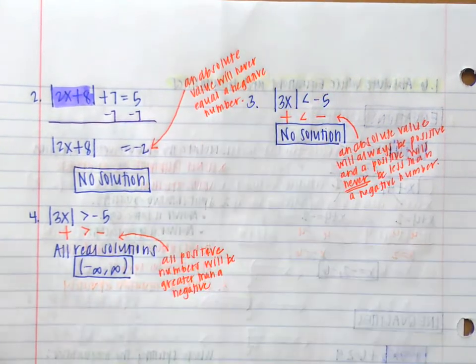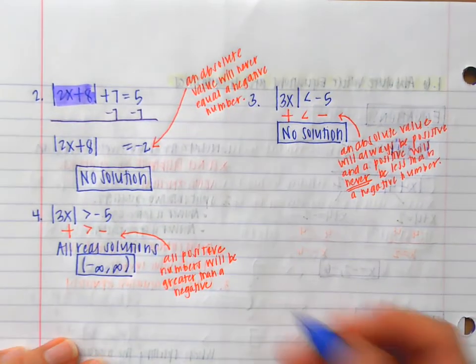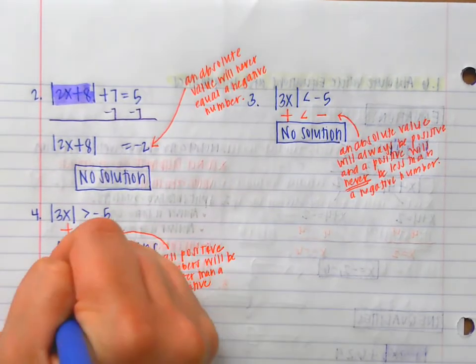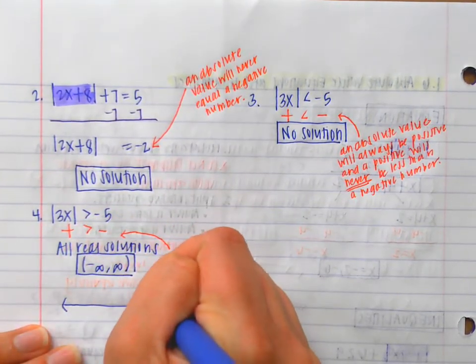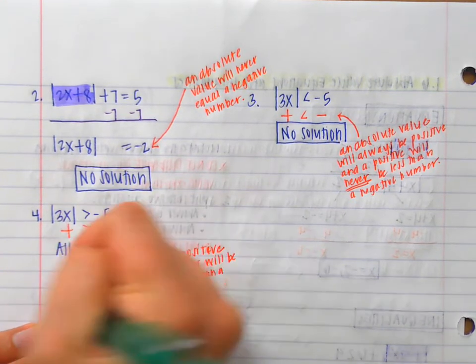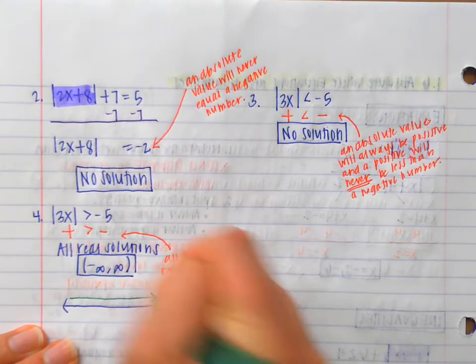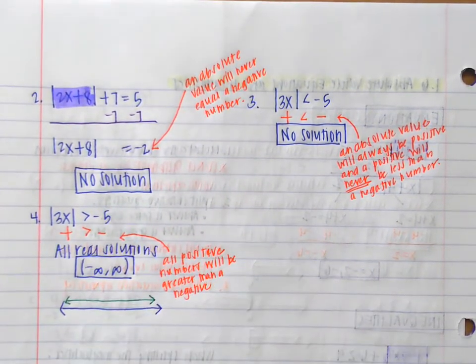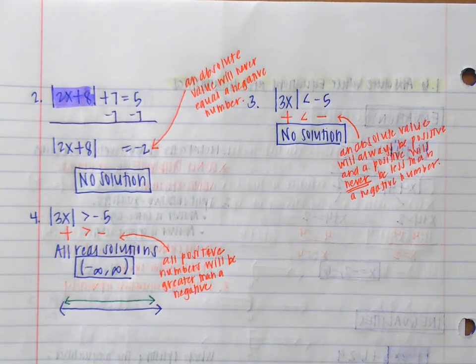Okay, now if I were to ask you to graph that, what that would look like on a graph is if it's all real numbers, it's just a line going from left to right. And that's that. Okay, let's try another one. We'll only do 2 more.